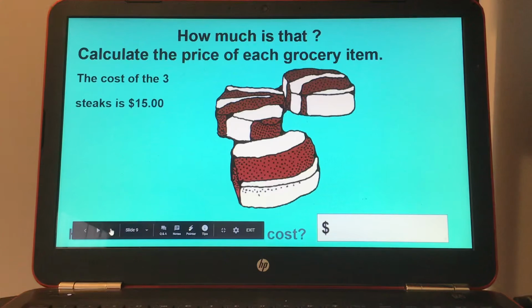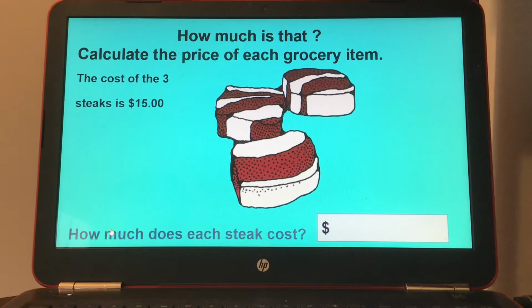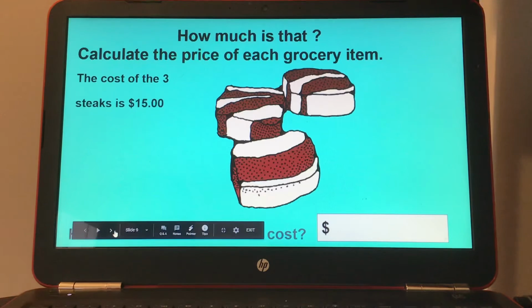How much is that? Calculate the price of each grocery item. So the cost of 3 steaks is $15. I'd love to know where that is. How much does each steak cost? So you're going to divide it and find out the unit rate.